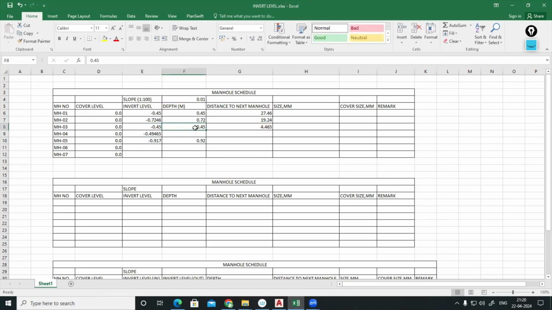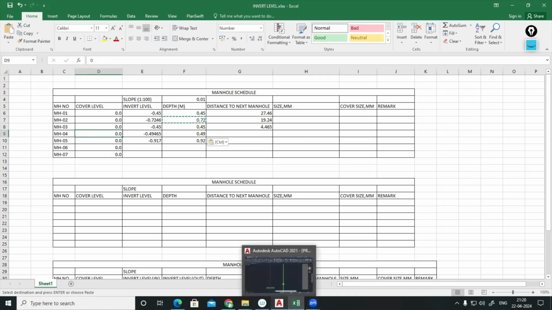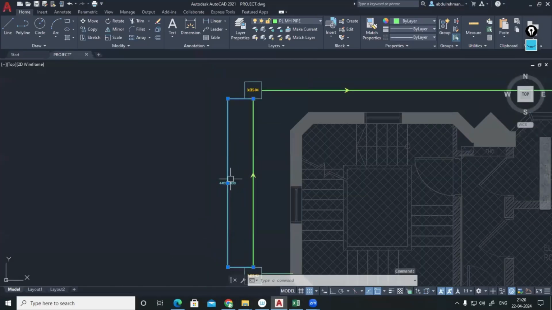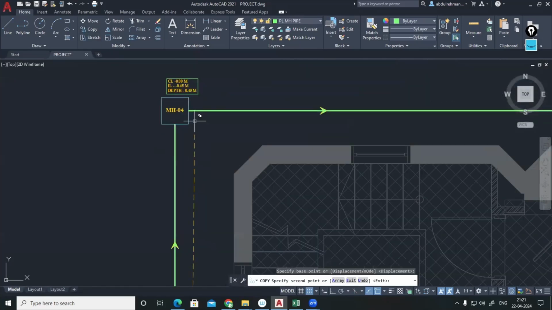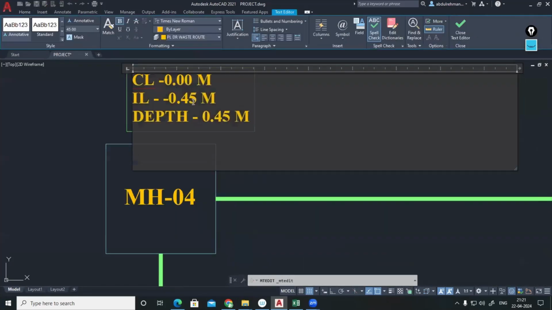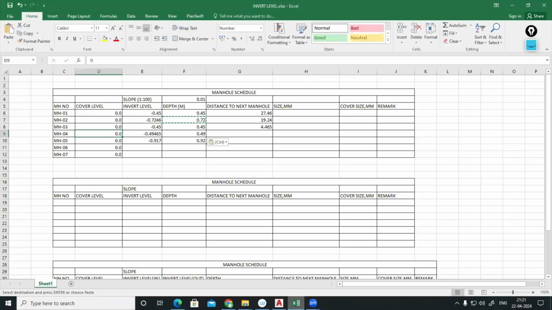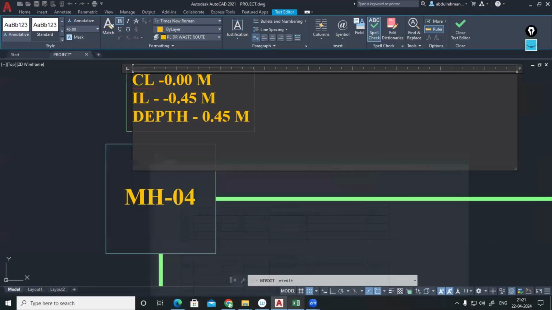This is 0.46. You can copy this one. So the depth for the next one will be the equation. Since the cover level is 0, it will come to 0.49. So cover level 0, and invert level 0.49. Depth is also 0.49 meter.